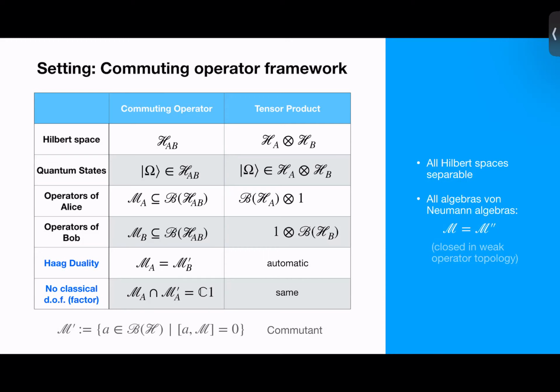And second, we assume for simplicity that there are no classical degrees of freedom, which technically means that the local algebras are factors. That means that all operators within the algebra that commute with all the other operators are proportional to the identity. And all these algebras here are von Neumann algebras, meaning that they are closed in the weak operator topology. It will not be important to understand what a von Neumann algebra really is for the rest of the talk. We will not go into technical details, but I will mention it. It is important that they are von Neumann algebras, though, and in particular that they are factors, because factors have a nice classification.